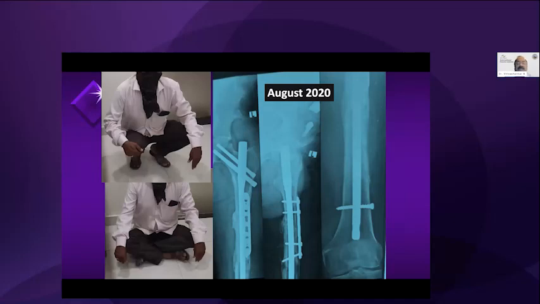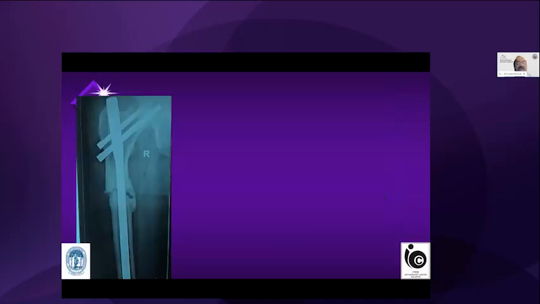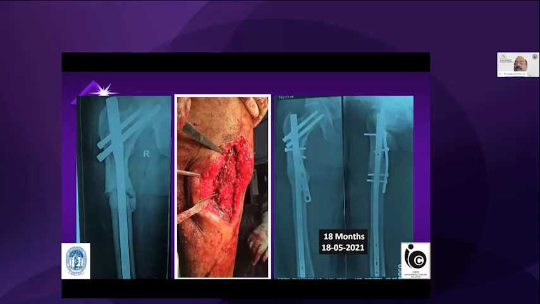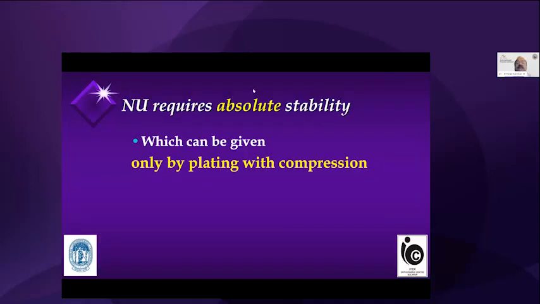So these are some of the cases I wanted to show. This is probably the last case I'm showing, a subtrochanteric fracture. It's not an implant failure, it's a non-union. Again, you can see that I have used the same technique of nail with augmentation plate, and the fracture has consolidated. Friends, non-union requires absolute stability, which can be given only by plating with compression.